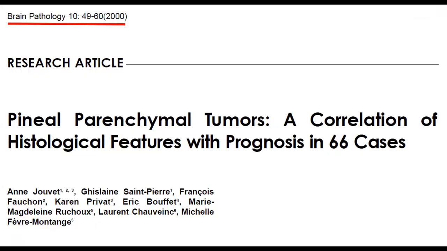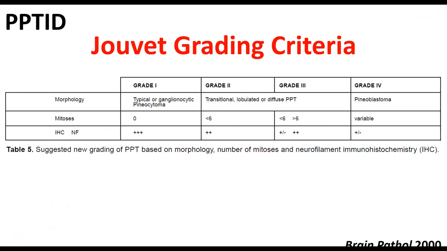Brain Pathology 2000, 21 years ago. These are the Jouvet criteria for grading PPTIDs. This is the locus classicus, the original paper, the paper everyone refers to. Here's the grading criteria.